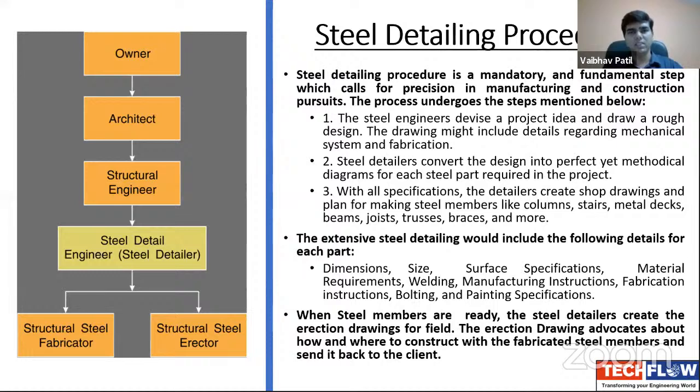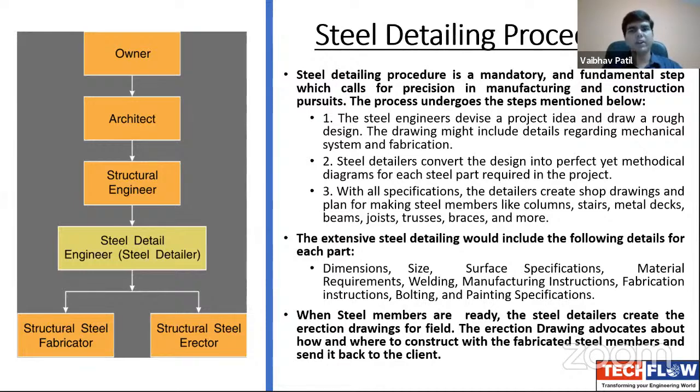Then the steel detailing procedure. First, suppose there is an owner for a building, so they will go to the architect. The architect designs the plans and elevations, then chooses a structural engineer if a structural element is required, based on the loads, live loads, dead loads, all these parameters we check, and then decide on the structural engineer. The engineer will design the building, and then it can be sent to the structural detailer. Either the structural engineer chooses the structural detailer, or they can choose the fabricator.